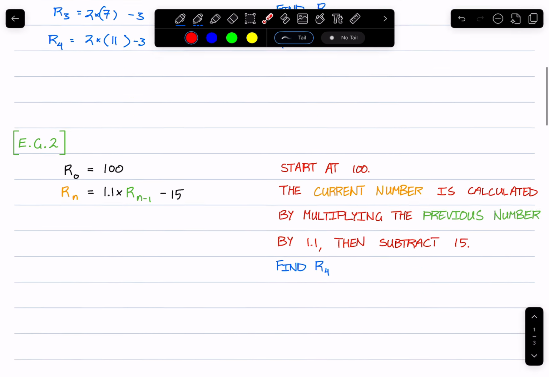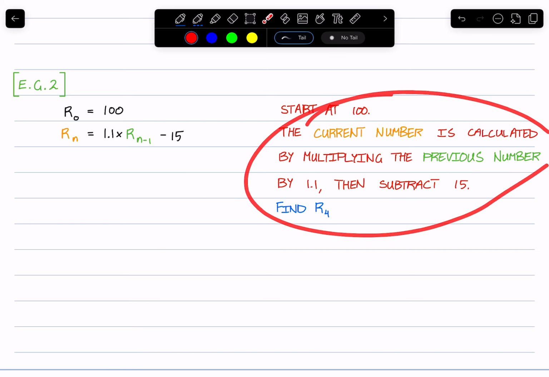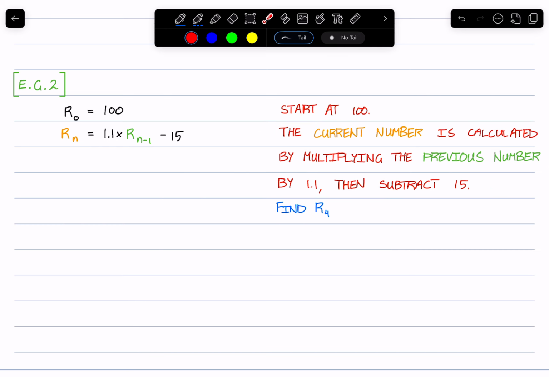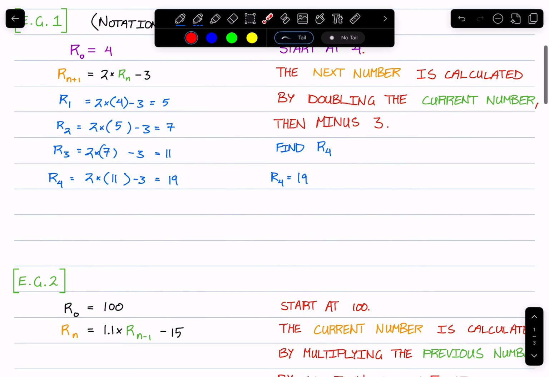Okay, I'll give you a moment. Here is another example. You can pause and give this a go yourself. And I've written again the interpretation of this. It says start at 100. And this time, notice how it's not the next number, but the current number that is calculated by multiplying the previous number. So look at the slight difference that you see. N plus 1 is the next number, and here we have n, so that's the current number.